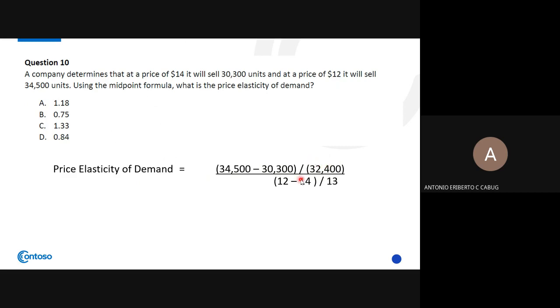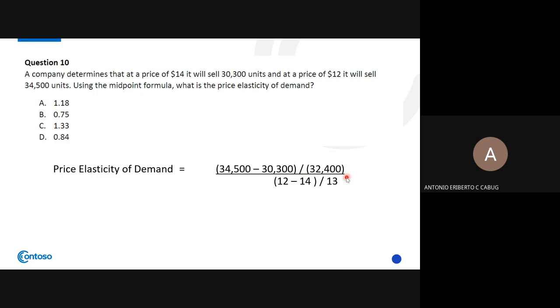To resolve this problem, what we can do is to divide this by the midpoint of the two. Kaya tinatawag to na midpoint formula. I hope that's clear. The midpoint between 30,300 and 34,500 is 32,400.